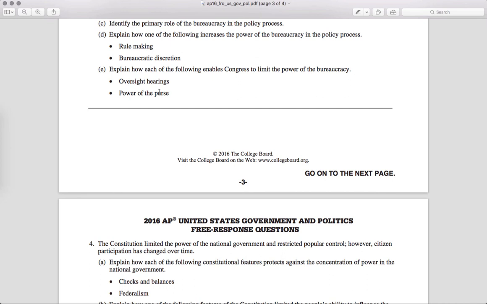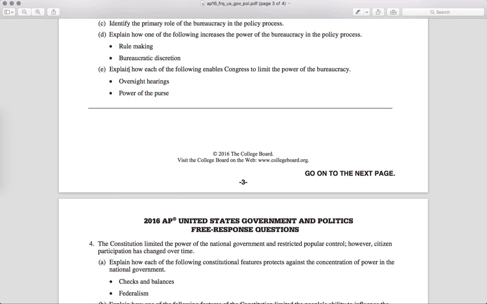Let's reword the question again for the last little bit. Explain how the power of the purse enables Congress to limit the power of the bureaucracy. The power of the purse is the ability of Congress to create the budget and to pass the budget. So if they don't like the job that Health and Human Services or the EPA is doing, they cut their funding. And that's a message that if you don't have money, then you can't make as many rules.